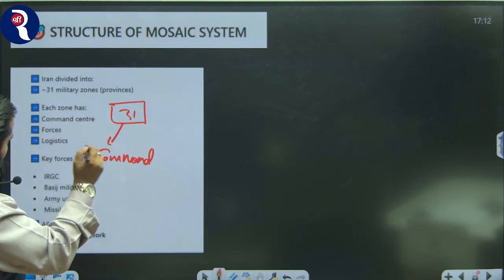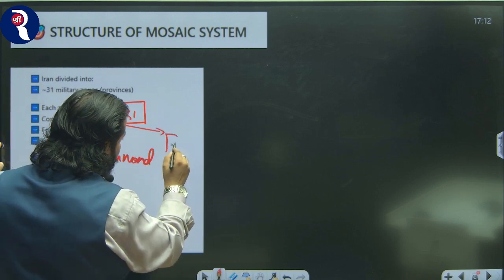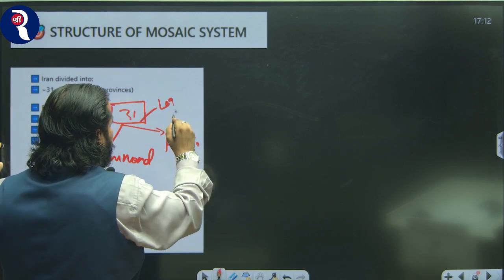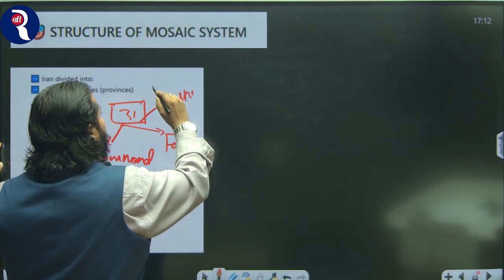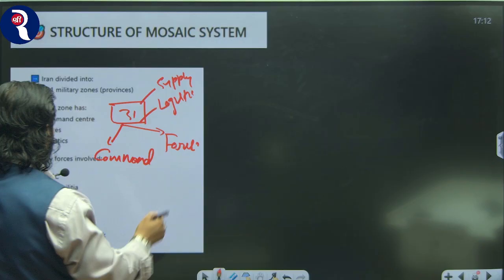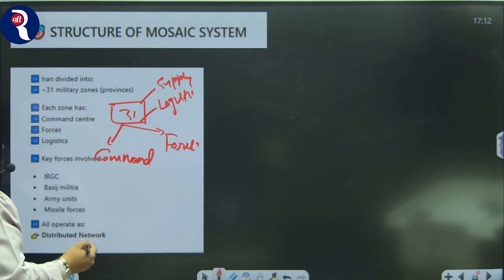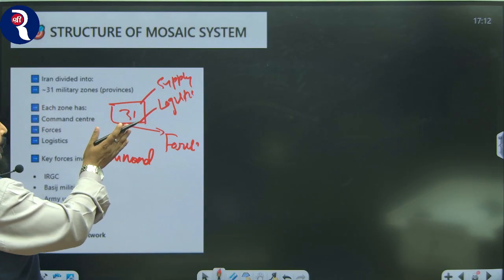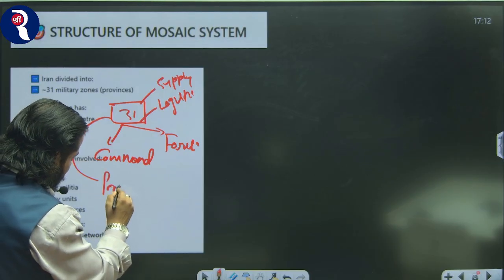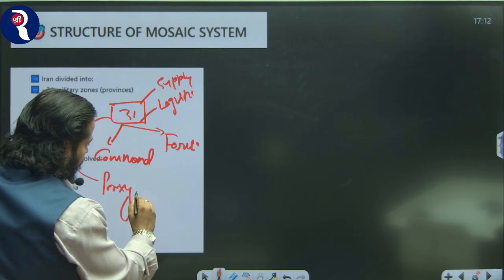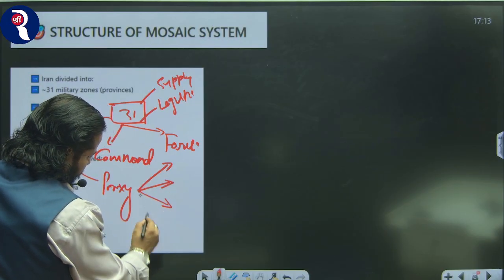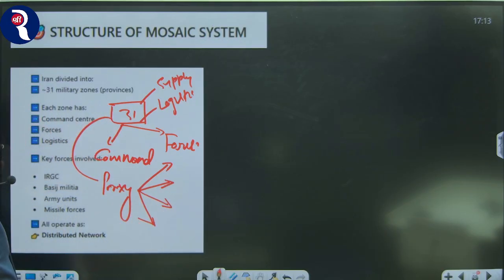Each zone has a command center. They have their own forces. They have their own logistics. And they have their own supply chain arrangements, meaning logistics again. Now, the important thing is this entire command structure is practiced with proxy militias as well. These proxies are in Iran, Syria, Yemen, and other Iraqi areas.